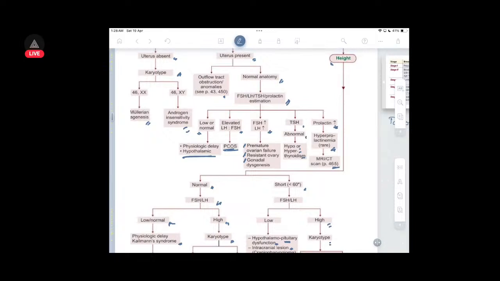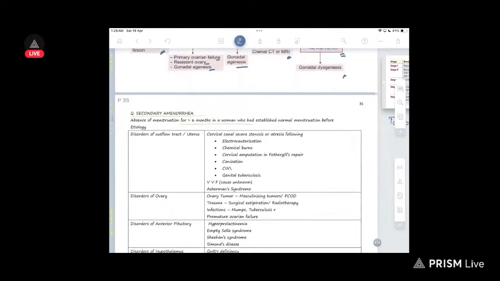But yes, for FSH and LH, if it's low or normal, it may be physiological delay or hypothalamic. If LH by FSH ratio is elevated, then it's PCOS. If FSH and LH are increased, primary ovarian failure, resistant ovary or gonadal dysgenesis. If TSH is abnormal, then hypothyroidism or hyperthyroidism. If prolactin is increased, you have to assume hyperprolactinemia and do MRI and so on.